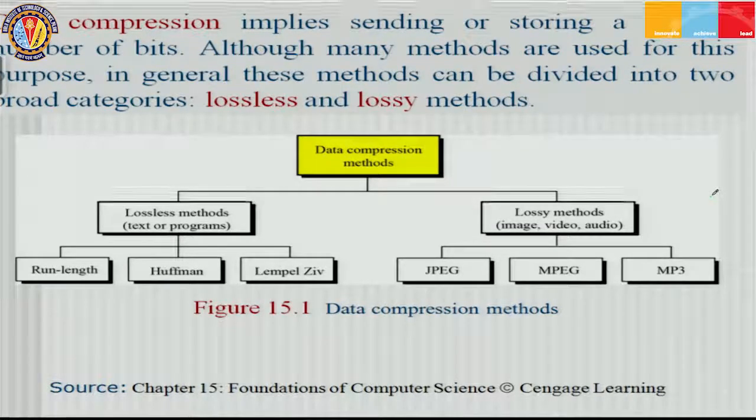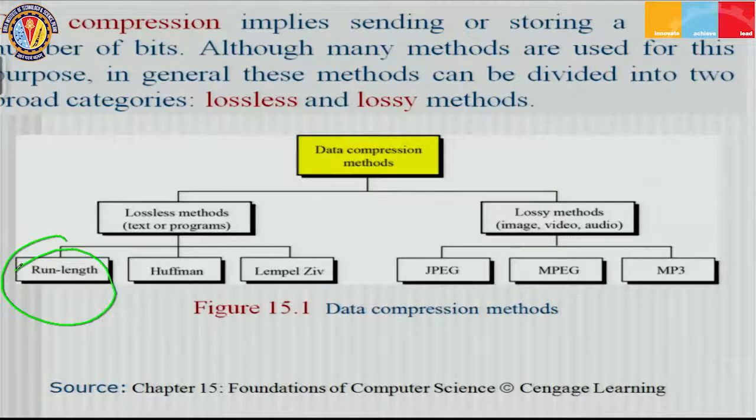Lossless is used when you are trying to work with text or programs, which are again text. You use lossless because you cannot afford to have any kind of loss to occur. So run length encoding, Huffman, and Lempel-Ziv, LZ. These three are the main techniques here, although we'll be focusing only on run length here. But if you do any course on data compression, you will be looking at Huffman and Lempel-Ziv compression techniques.